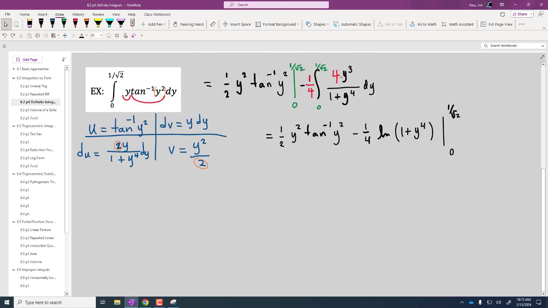All right, any issues getting to that point? How are you recognizing it's in log form again? Because it's when the denominator's derivative is in the numerator.